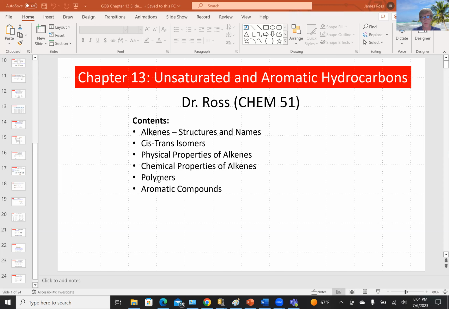Polymers, maybe briefly, just to introduce them. Essentially, the reason why polymers pops in here, a lot of polymer chemistry comes from alkene chemistry, so it's like that aunt that you invite to your Christmas dinner. You just have to invite it, but we're not going to make too much of a deal about it. And then the one example of an aromatic compound. Okay. So without further ado, let's go.